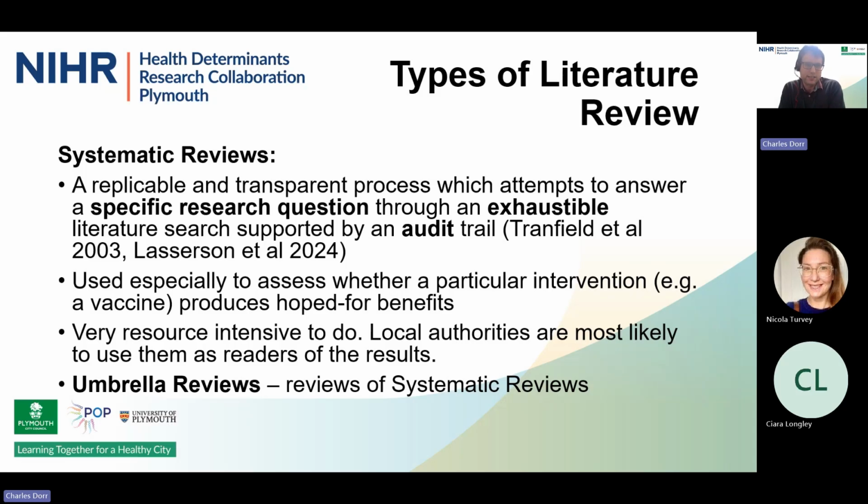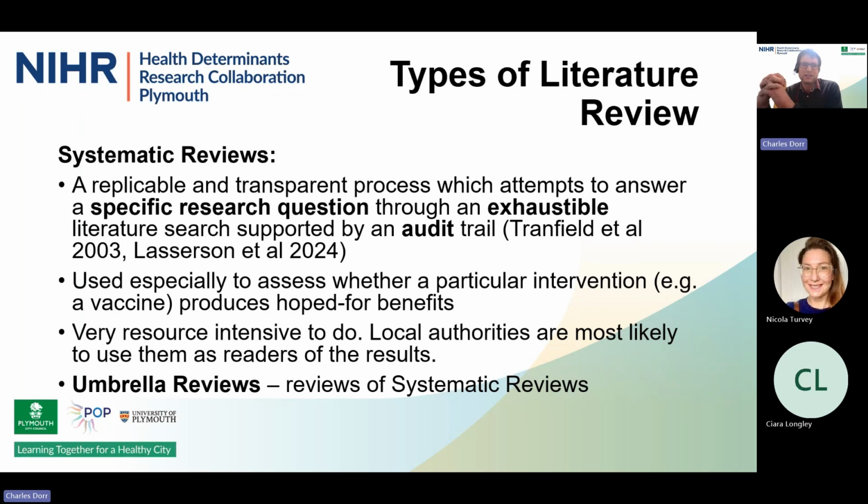This first type of review, systematic reviews, is fairly universally acknowledged; there's a very strong consensus about what systematic reviews are. They're replicable, transparent processes to answer a specific research question. The idea is to review the literature in an exhaustive way, so there's nothing that you leave out that's potentially relevant, to create an audit trail that other researchers can then use, so it's very transparent, and also to assess the quality of that literature as well.